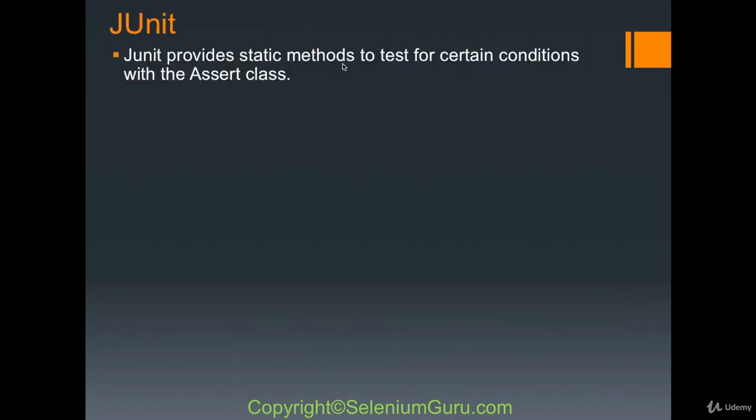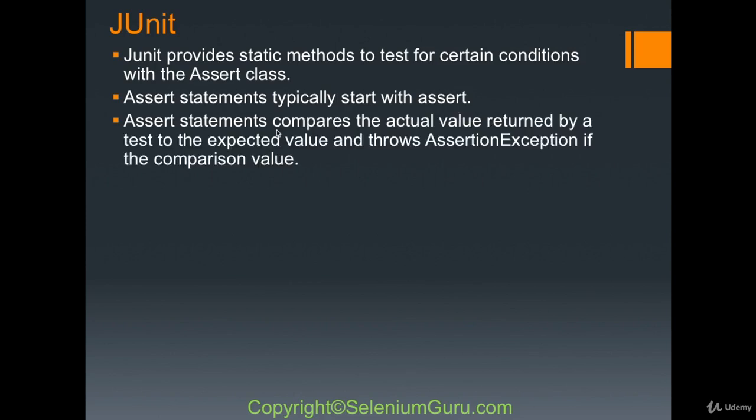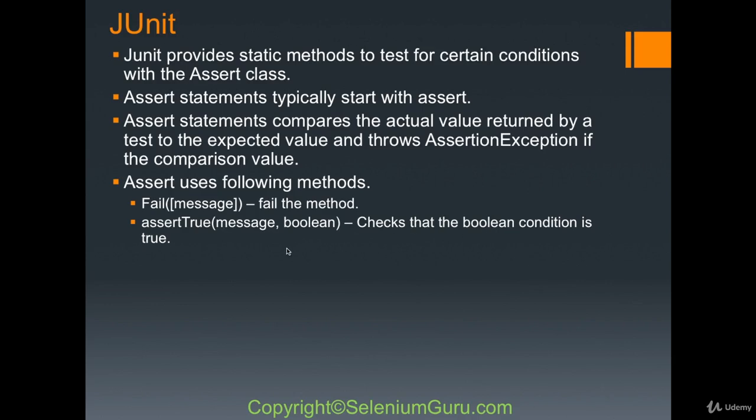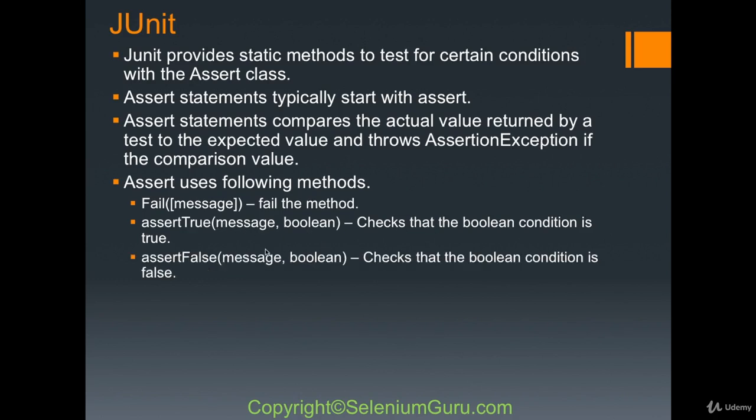So now, JUnit provides static methods to test for certain conditions with the Assert class. Assert statements typically start with assert, so we already learned about that. An assert statement compares the actual value returned by a test to the expected value and throws an exception if the comparison fails. Assert uses the following methods. Fail: if you have fail, then it means it fails the method. assertTrue, which we learned about in our previous example. I have a message and a boolean. It checks that the boolean condition is true. Then it's going to throw this message if it fails. assertFalse: here you're going to check that the boolean condition is false.